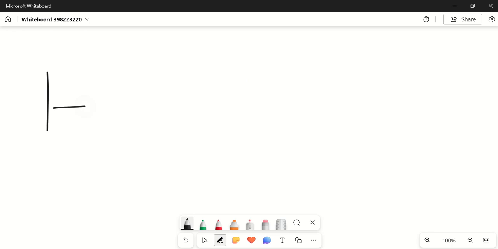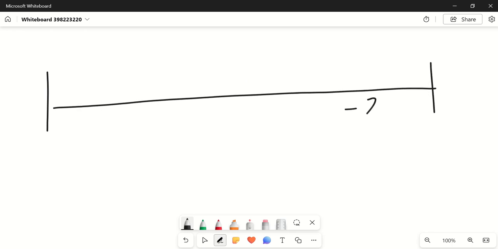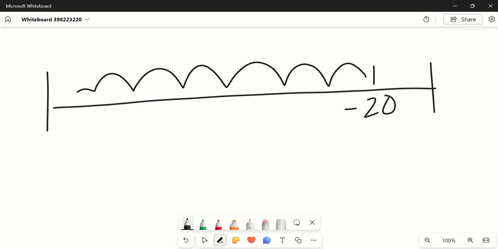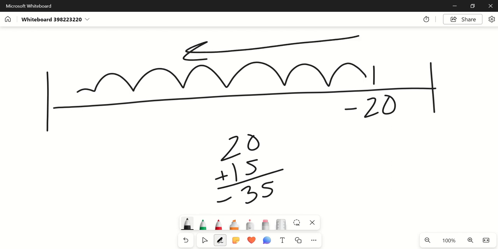I'm going to draw a different number line. I'm already at -20 here, and I'm going to subtract 15 from it. I'm just going to jump back 15 times. This is the same thing as just saying 15 plus 20 or 20 plus 15. It'll be 35, but since I was going to the left, -35.